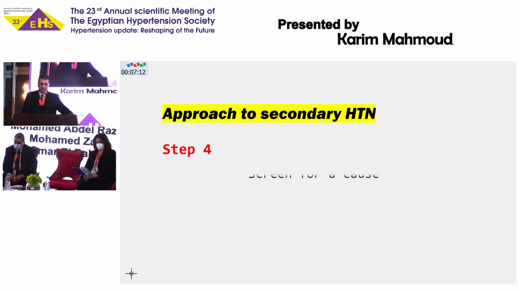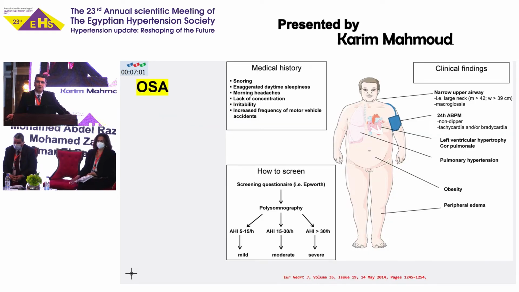And the fourth step is to look for every cause and the specific features for every cause. We should start with the most common cause to the least common causes. Here we have obstructive sleep apnea, which is relatively common now. As Dr. Azza mentioned, we have a high rate of obesity in our population.